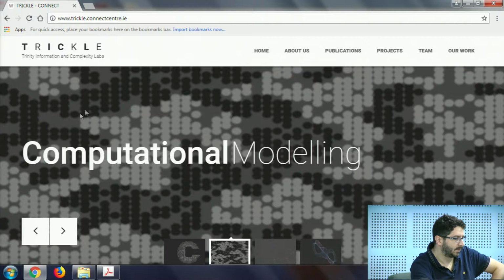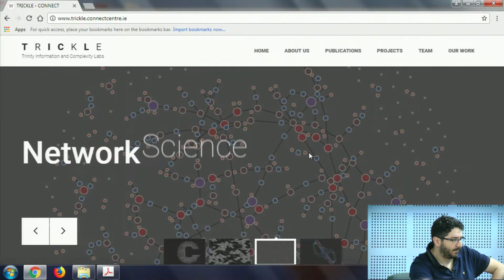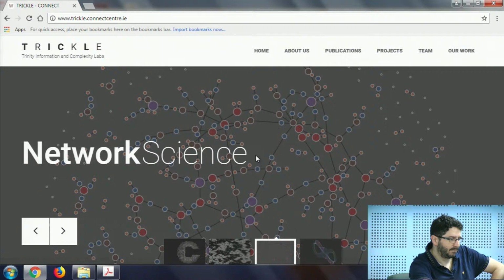Yes. So another is computational modeling. It's essentially these models that mimic nature in the bottom-up approach. For example, doing what birds or bees or ants do, it's another way to study these complex systems. Network science is essentially the application of graph theory to complex systems, and we have some work in that too.